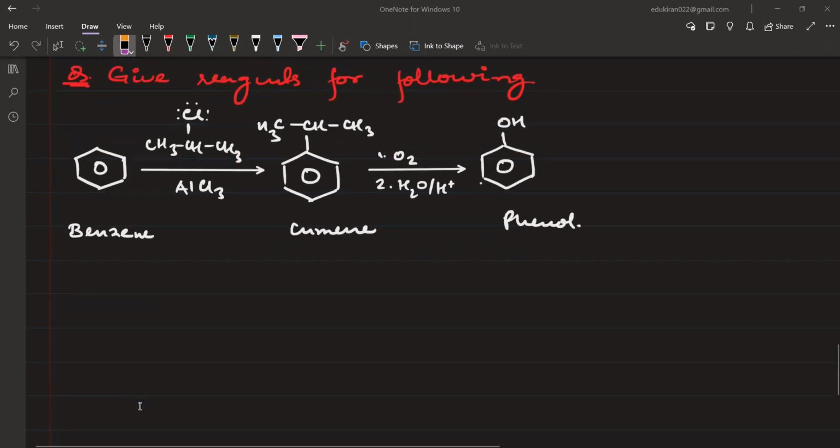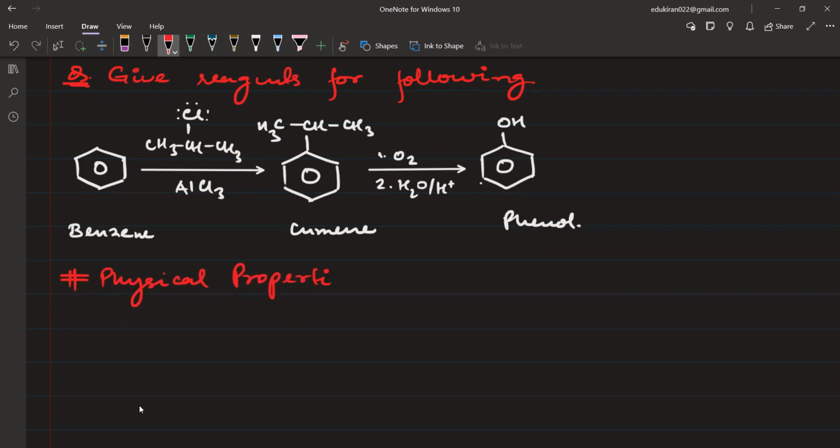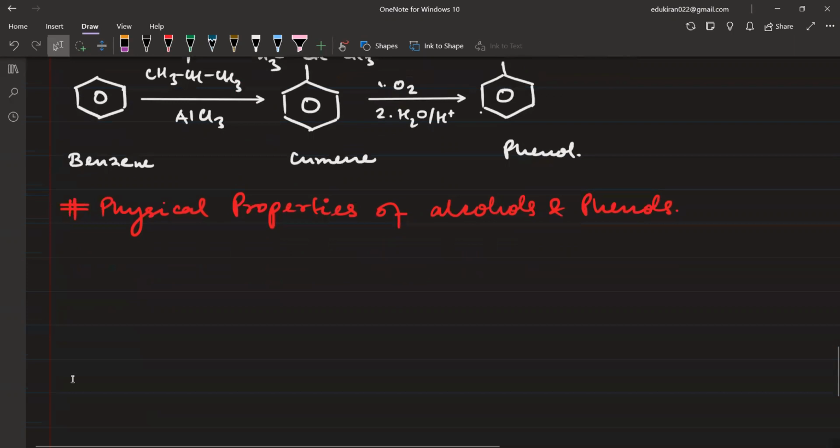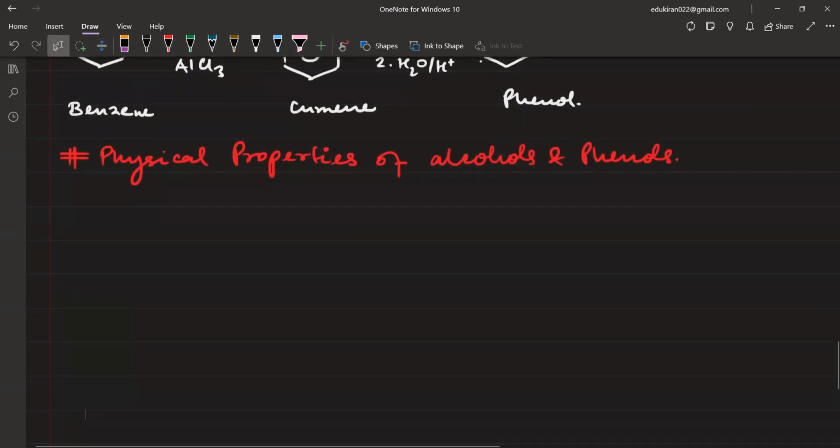Okay. Now, all the preparation of phenols is done. Now we will move on to the physical properties of alcohols and phenols. Please write next. Physical properties of alcohols and phenols. Number one is the physical state, whether we have solid, liquid, or gas. We'll talk about that. Physical state.